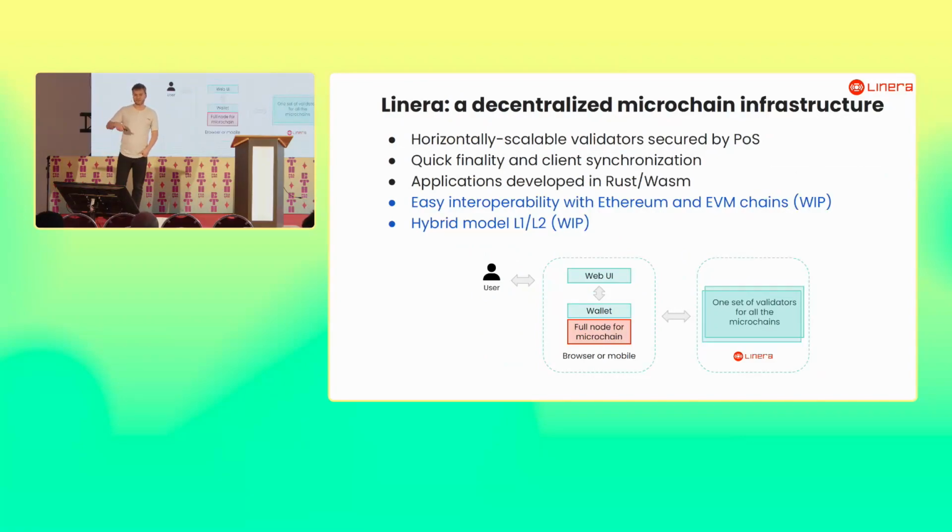So Linera is an implementation of this idea that is using proof of stake to secure the validators and is optimized for quick finality and low latency client synchronization. For the programming of the applications, we're using Rust and Wasm. We're working on interoperability with EVM chains and a hybrid model to introduce a very strong security on top of the validators, potentially even with a bridge to Ethereum eventually. I meant a roll-up to Ethereum eventually.